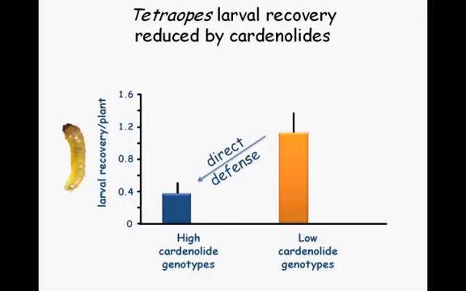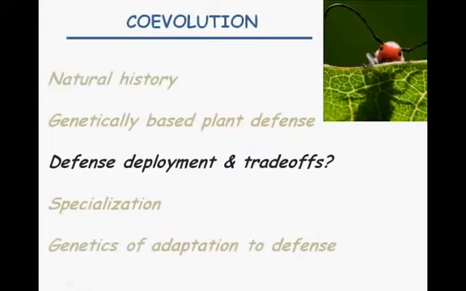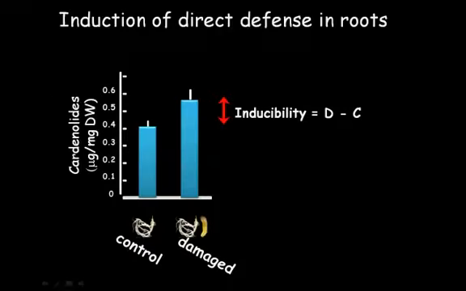Okay, so far, I hope I've convinced you that the plants have a set of traits that can affect these herbivores at both life stages, both at the adult stage and the larval stage. They're heritable. And those defenses are deployed in various ways. And I want to discuss with you now how those are deployed and potential trade-offs in the deployment of those defensive traits.